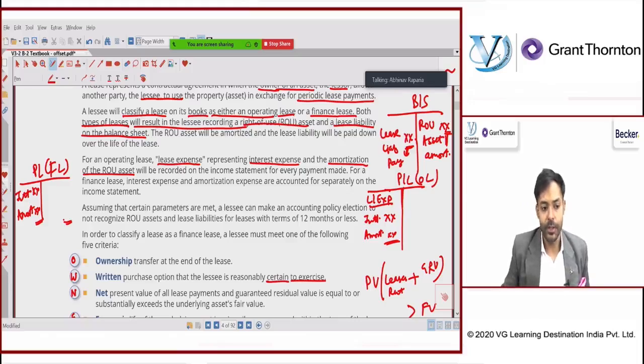There would be a lot of criteria for the lessor, but that is part of FAR and we will not be discussing that. But for the finance side of it, this is the only difference.